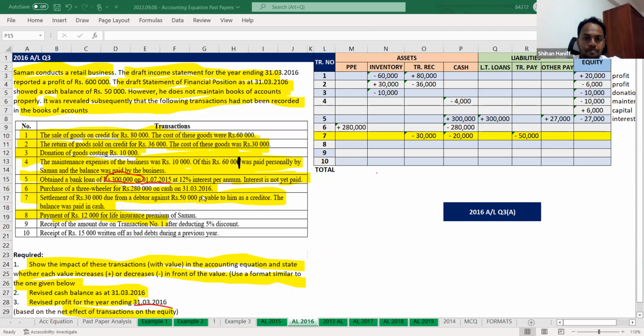Number 8, payment of 12,000 for life insurance premium of Saman. So what is this? Life insurance premium of Saman means that is borrowings. It's not a business expense. This is considered as borrowings. Cash minus equity minus.